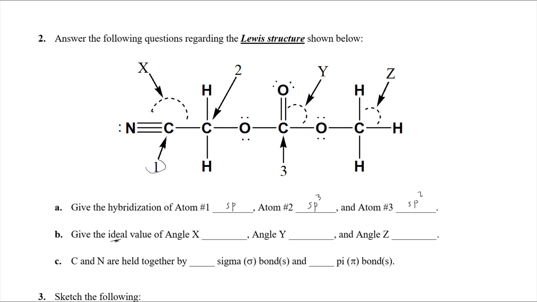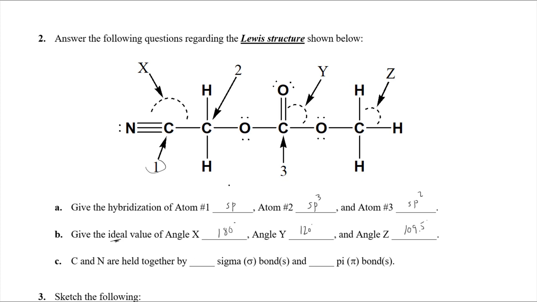For angle X, that bond angle is easily 180, right? Because they're just basically linear. For Y here, well, we've got 1, 2, 3 things, so that's going to be 120 ideally. And then for Z, this is based on a tetrahedron, so it's going to be basically 109.5. We could talk about the deviations for the double bond, but the question doesn't ask that, so we'll go ahead and move on. But you might say that this bond angle might be a little bit larger than 120, but that's something we can talk about later.